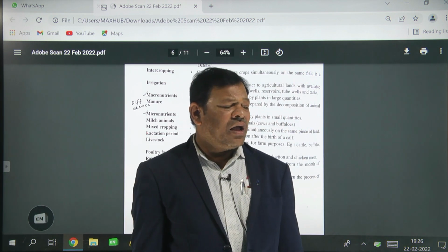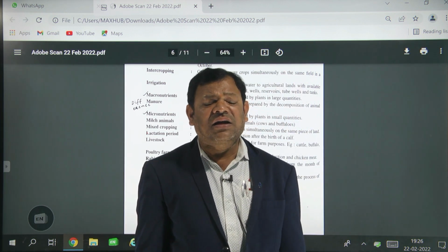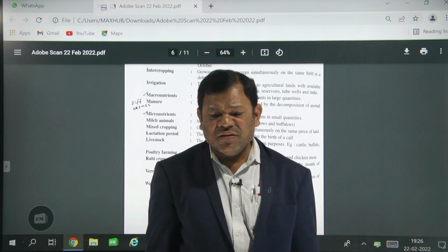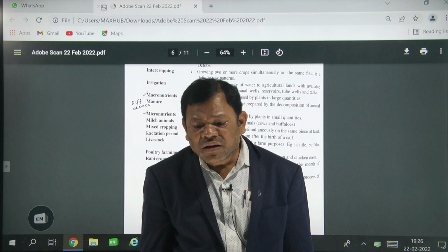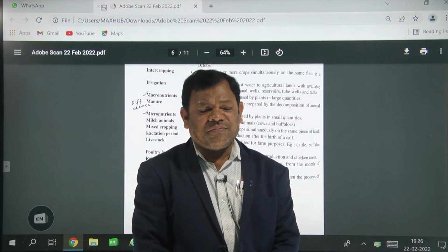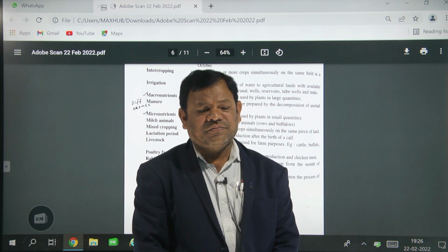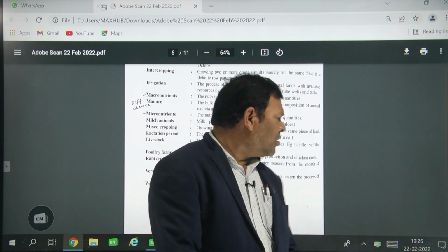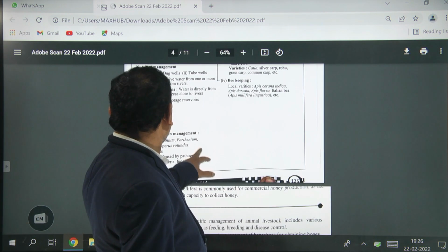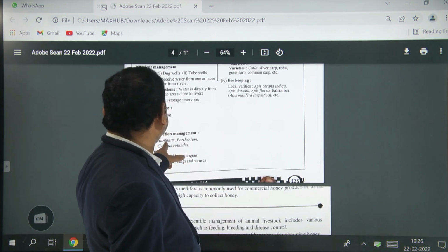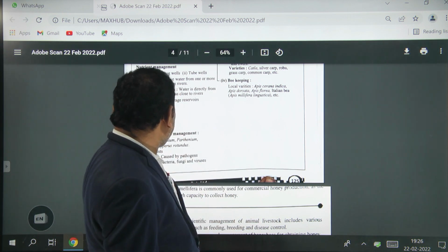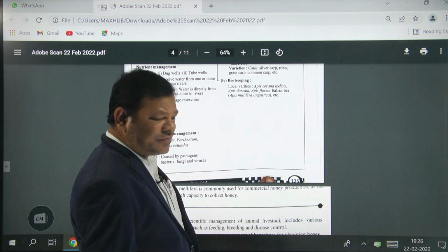So this is about the challenges in agriculture crops. Do you understand? Parthenium, xanthium, these are examples of weeds. Xanthium, parthenium, okay, cypress.